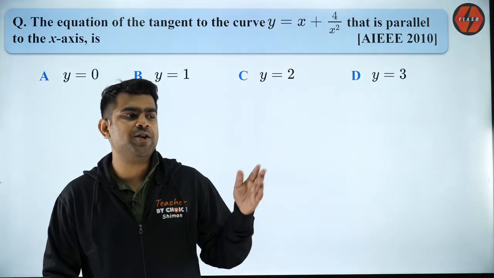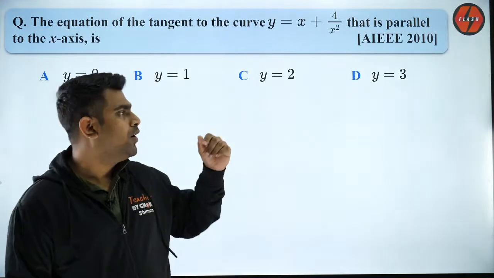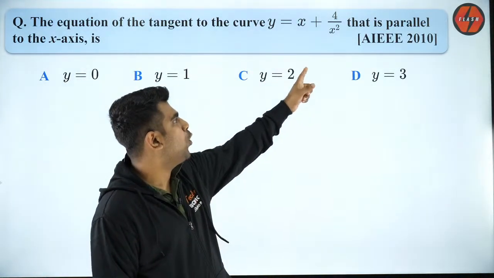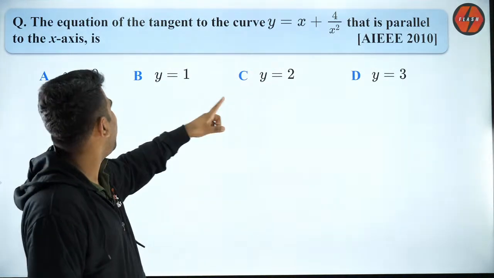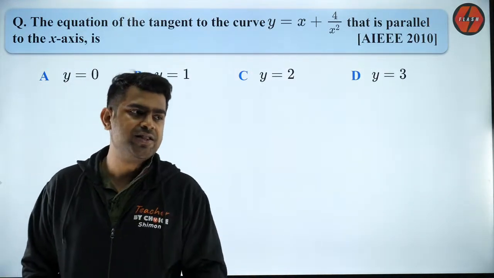Okay, guys, please try to solve this. The equation of tangent to the curve y is equal to x plus 4 by x square that is parallel to the x-axis is. Can you guys please let me know what is the answer?